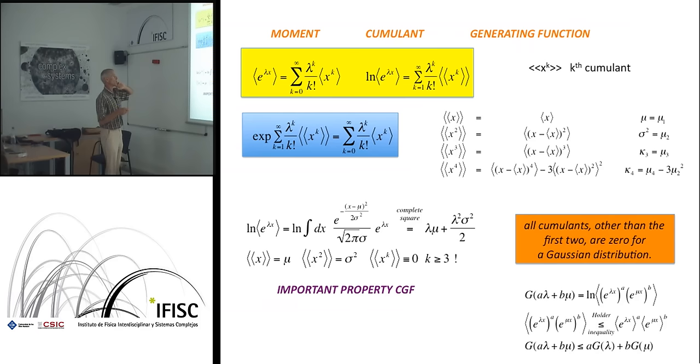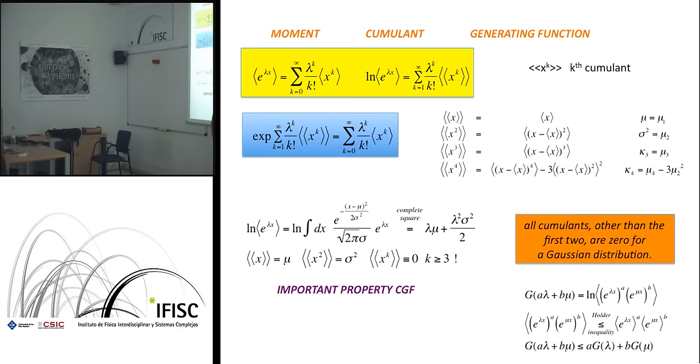another very important general property of the cumulant generating function. And this property is the following. Suppose that I take the cumulant generating function, I'm sorry, I forgot to put this, I call g of lambda. So it's not a mistake in transparency. I call the cumulant generating function at the point a lambda plus b mu. So the cumulant generating function is the logarithm of the average of exponential of a lambda plus b nu times x.